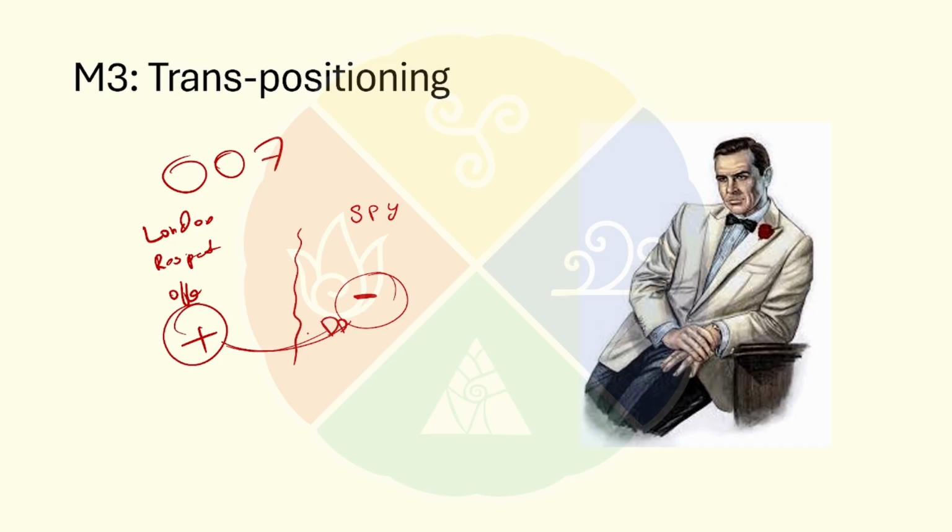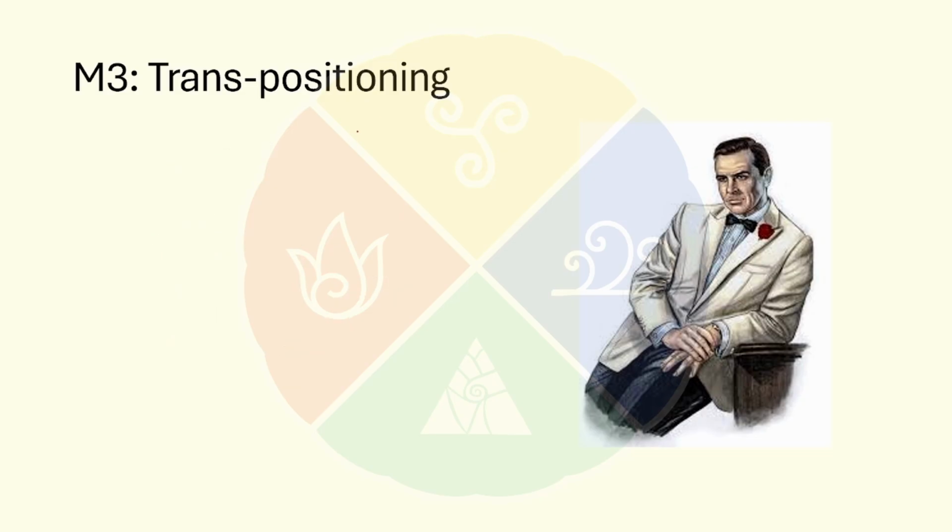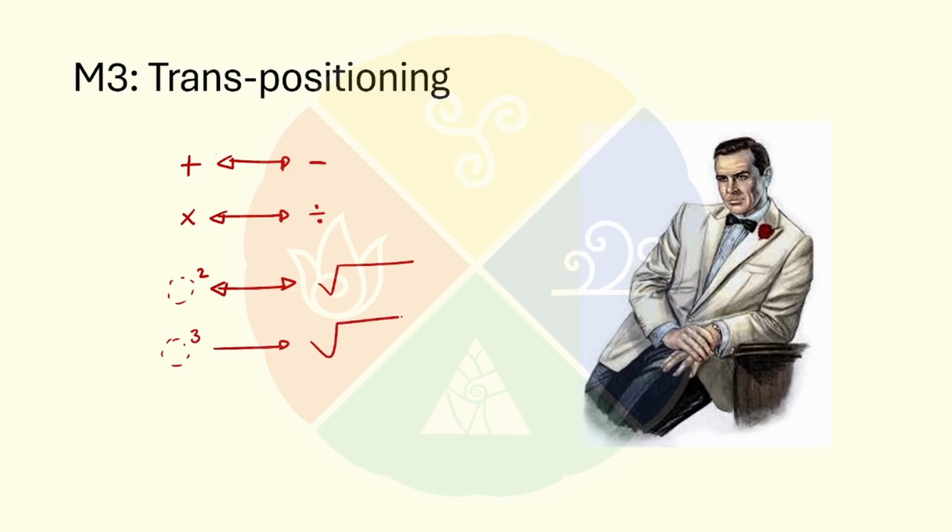The same approach applies to this concept of transpositioning. That basically means that whenever plus changes side of an equation, it becomes minus. Similarly, minus will become plus. Multiplication, when it changes side, will become division. Division changing side will become multiplication. Square changing side will become square root. Square root changing side will become square. Cube changing side will become cube root. Cube root changing side will become cube.